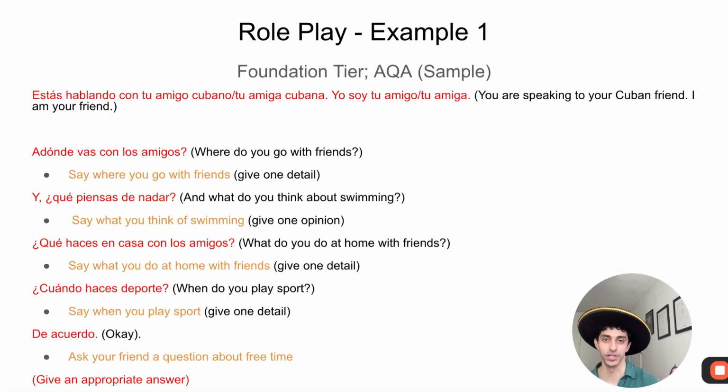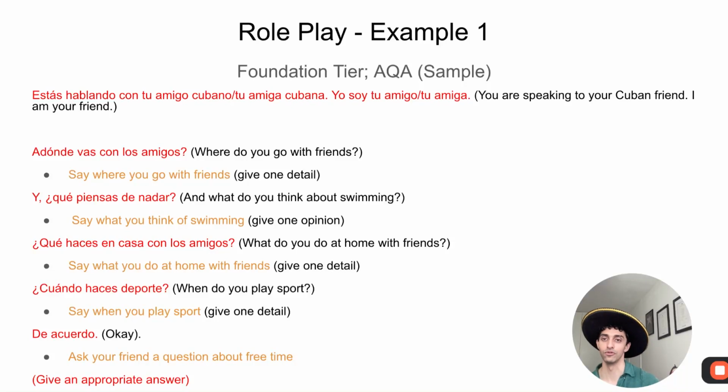Now I'm going to show you a few examples. So this first example comes from the sample paper for AQA. This is foundation tier, actually. So this is new material provided for the exams from 2026 onwards by AQA.